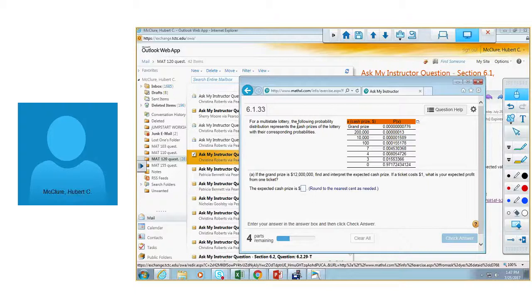For a multi-state lottery, the following: if a grand prize is $12 million, find and interpret the expected cash prize. If a ticket costs $1, what is your expected profit from one ticket? All right, so how much? 12 million? Oh, up here. That's 12 million right there. They probably want you to add them up, or multiply them and add them up.